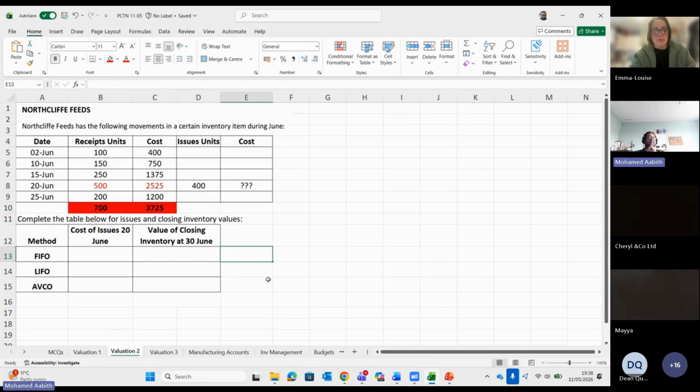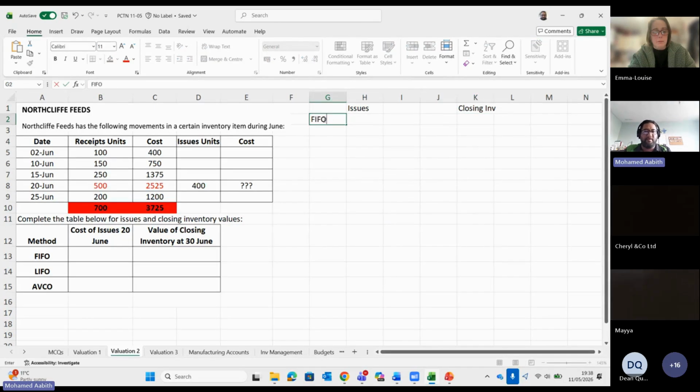I have a couple of subtotals, but all I need to do first is find out the cost of the issue on the 20th of June and the value of my closing inventory on the 30th of June. So that day, if I'm going to issue 400 units, I'm going to take it out of the 500 units I have at that point. But in which order am I going to do that? So let's say here, issues, closing inventory. So let's do the FIFO method.